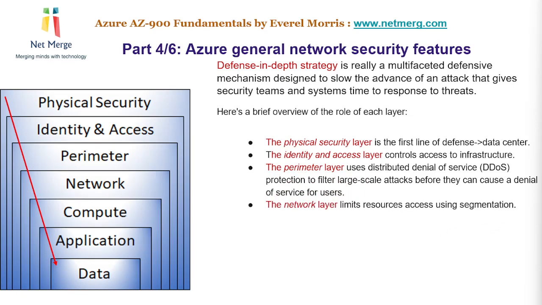Then you have your network layer. This limits resource access using segmentation and isolation. In this layer you would want to bring in your firewall and stuff like that to provide you with that outer protection. Next, you want to look at your compute layer. You want secure access to virtual machines and your other resources on your network, your applications, your devices. You want to secure them.